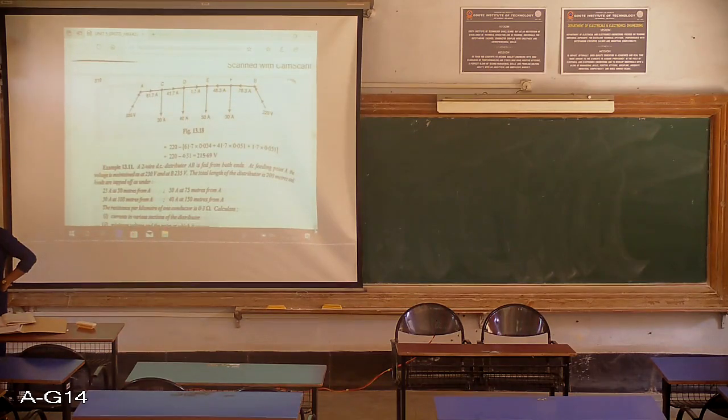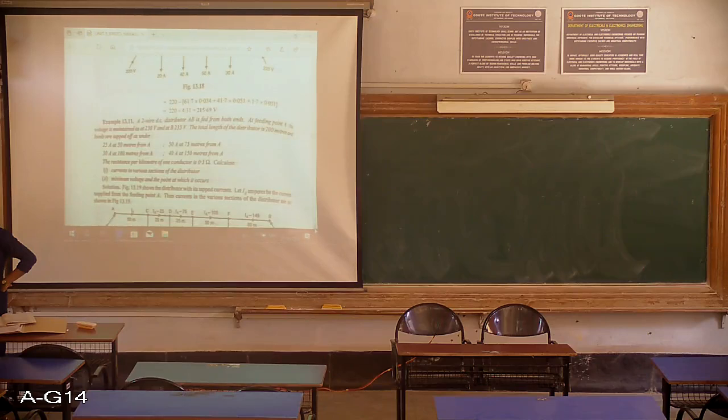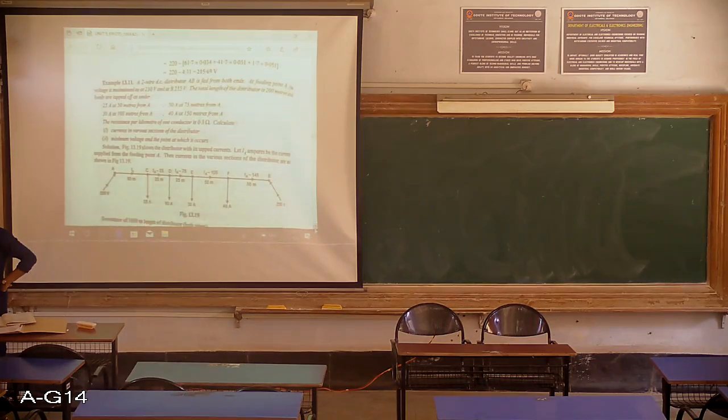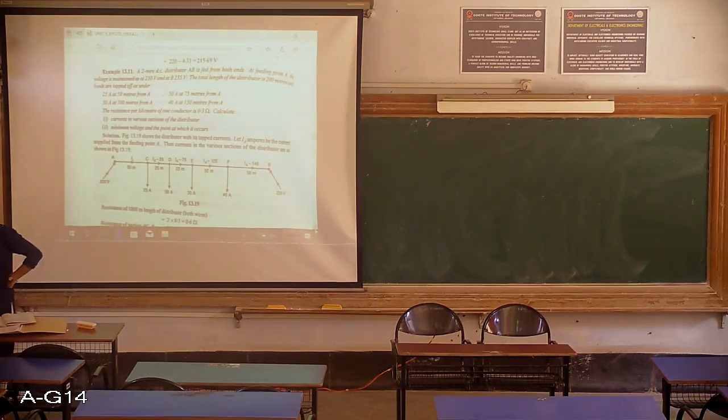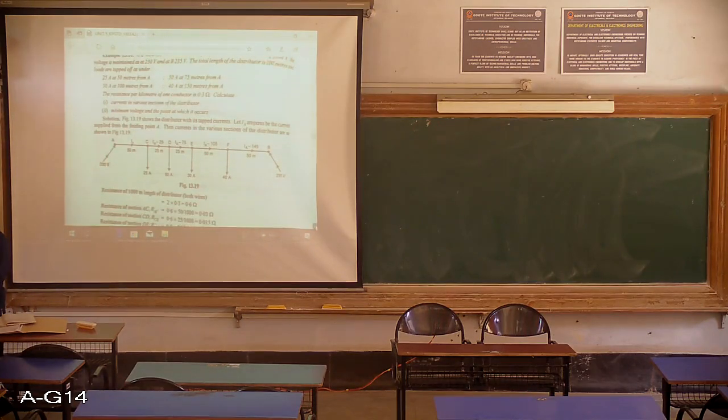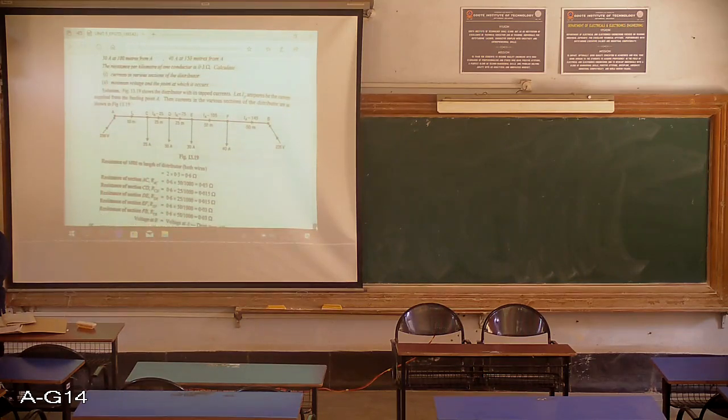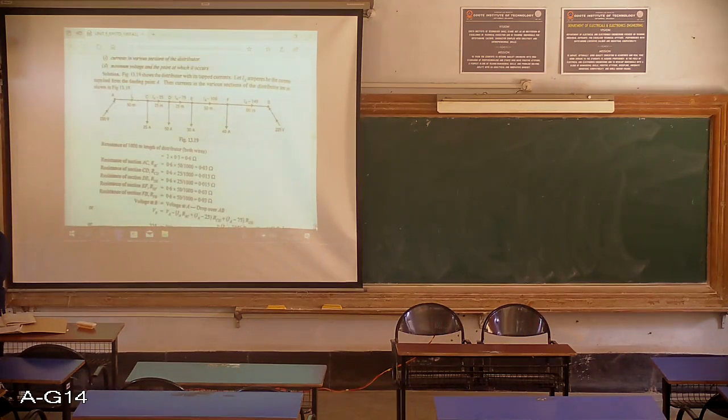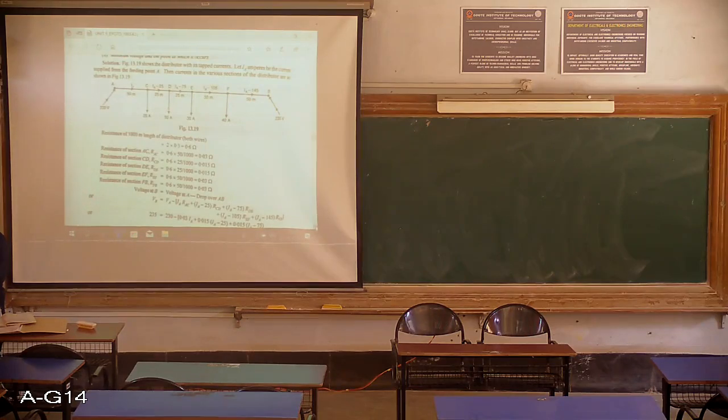Yes, here it is. See in this particular case, here it is 230 volts, here it is 235 volts. Clear? And they have asked you to calculate. So see here what is being done. I will just brief out what is being done here. You have first calculated the resistance of all the sections. Then voltage at B will be voltage at A minus this entire drop.